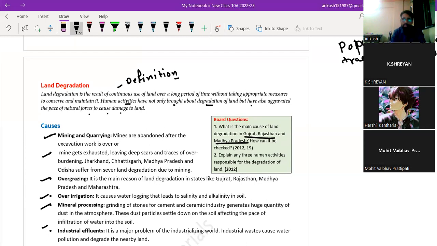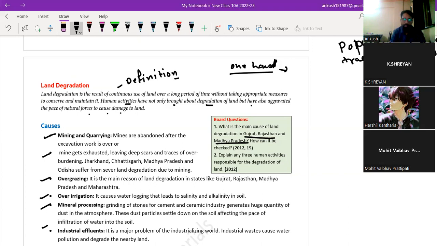See, activities are on one hand, but due to these activities, we have invited some other natural calamities, and those natural calamities are causing more damage than the human activities. And for that also, human activities are responsible. But still, the degradation is done by the natural calamities first. Are you getting the point?